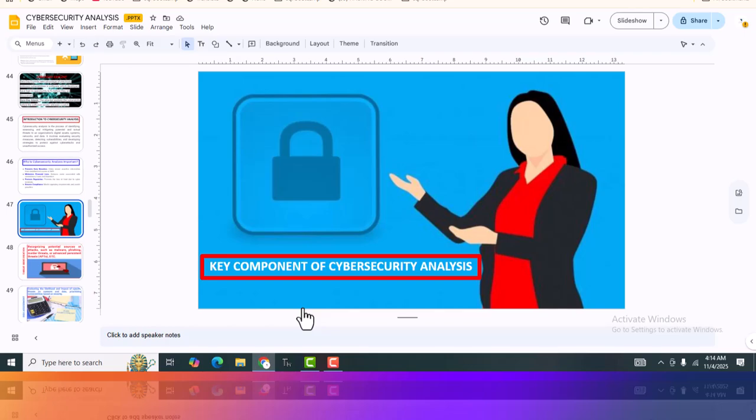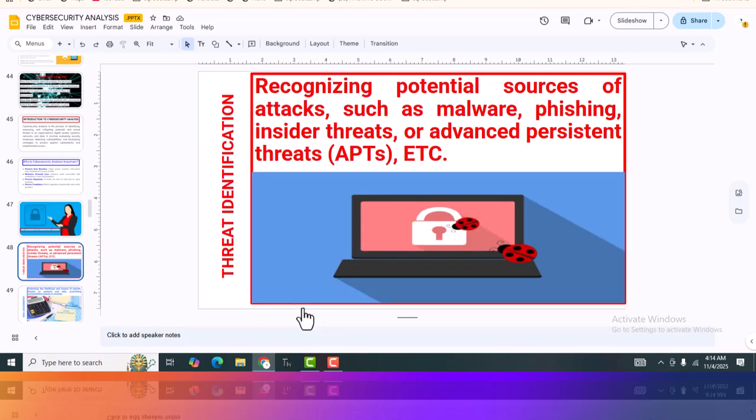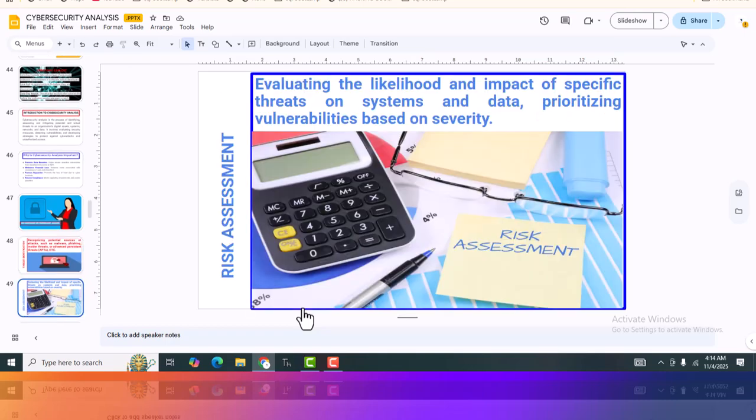So let's look at the key components of cybersecurity analysis. One is threat identification, recognizing potential sources of attacks such as malware, phishing, insider threats, advanced persistent threats, or different types of malware. So you analyze the source: where is this actually coming from, or what process does it follow? First of all, you must identify the threat.